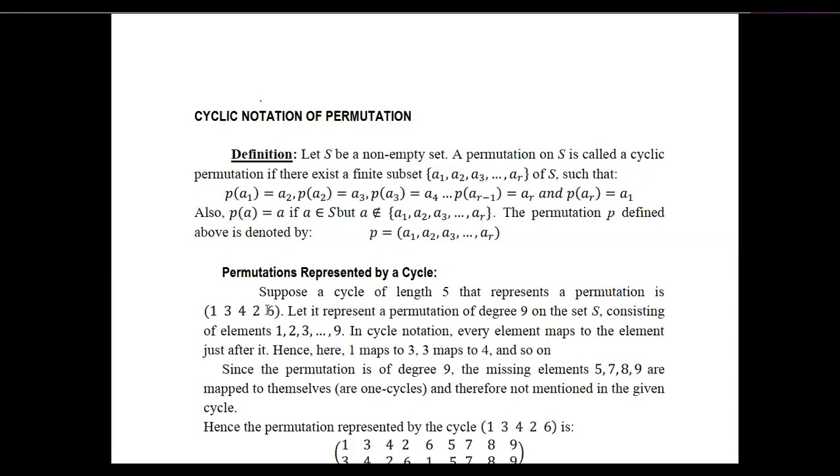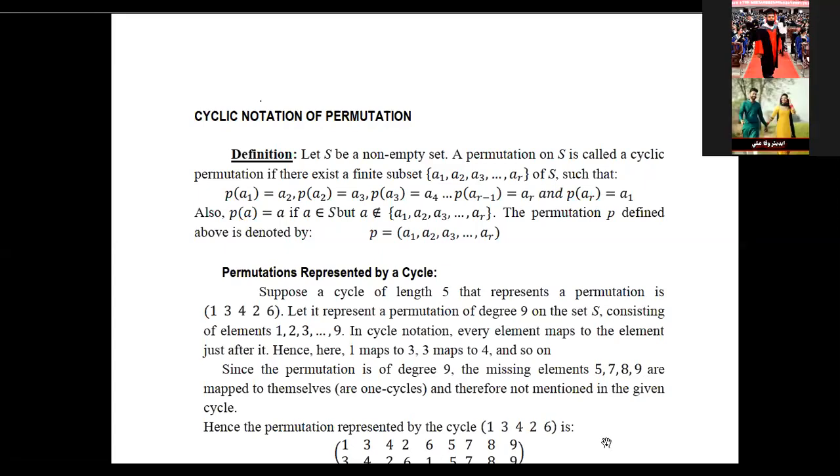Now if this cyclic notation can be written in permutation form, what is the permutation form? Here 1 goes to 3, 3 goes to 4, 4 goes to 2, 2 goes to 6, 6 goes to 1, and the other, remaining elements are fixed. 5 goes to 5, 7 goes to 7, 8 goes to 8, 9 goes to 9.